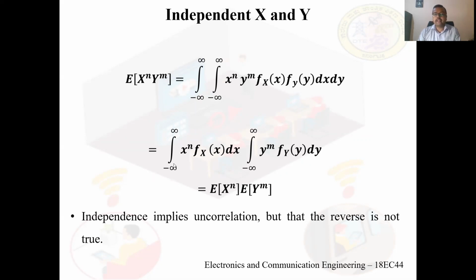Now this integration you can write as integration from minus infinity to infinity x^n f_X(x) dx, as it is a function of x, times integration from minus infinity to infinity y^m f_Y(y) dy, as it is a function of y. Now what is this one and this one? We know from the formula for expectation for a single random variable for nth order, mth order, how do you write it? E of X^n, E of Y^m. Here, independence means uncorrelated; the random variables are uncorrelated, but the reverse is not true.